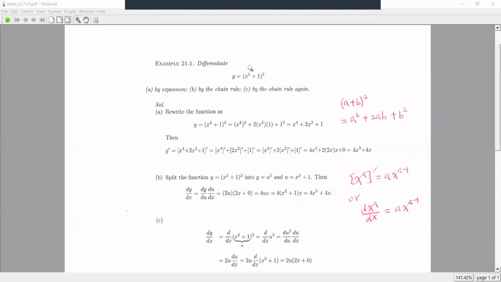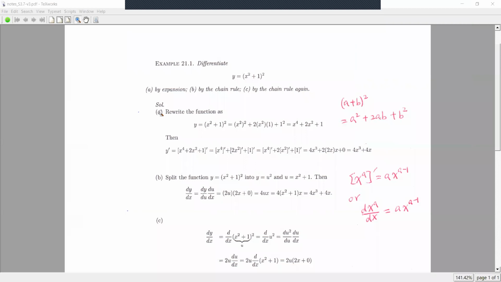Take a look at some examples about how to use the chain rule to solve problems. Example 1. Differentiate this function A, by expansion. B, by the chain rule. C, by the chain rule again.